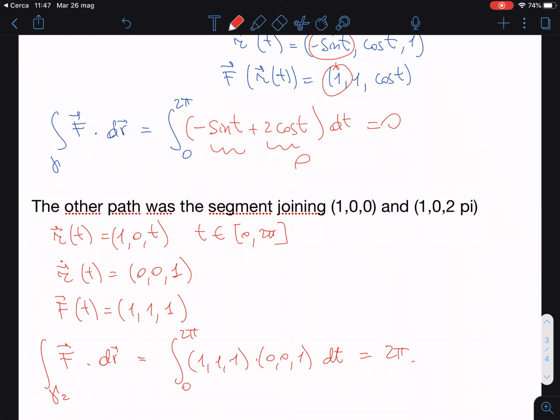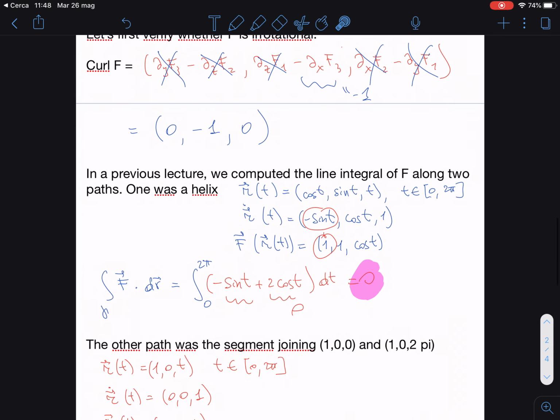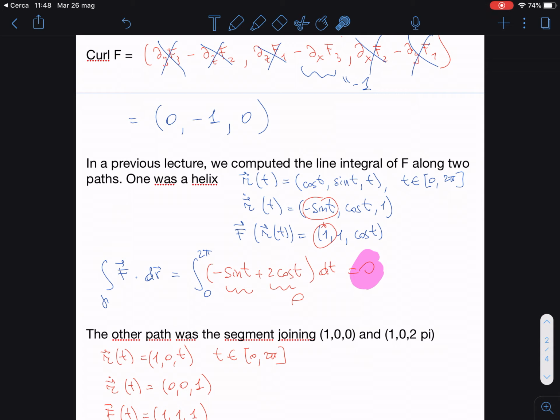I want to stress the important fact, which was true also notwithstanding my mistake in the previous lecture: the two results are different. So we have two paths joining the same couple of points, but the line integral of the vector field along these two paths gives two different results. So it is not conservative. It is not irrotational, so it is not conservative. So this is the first part, and now we go further.